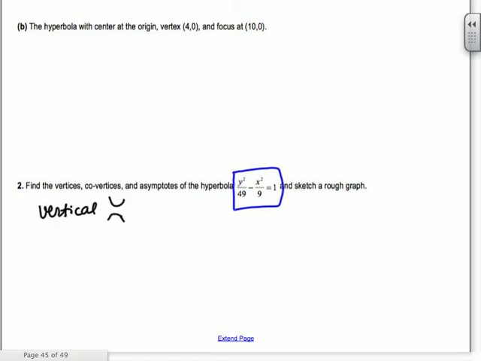All right, your center is 0, 0, because there was no y minus something or x minus something. A is 7, B is 3.